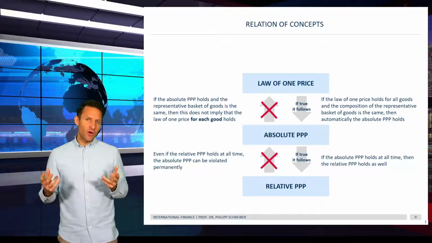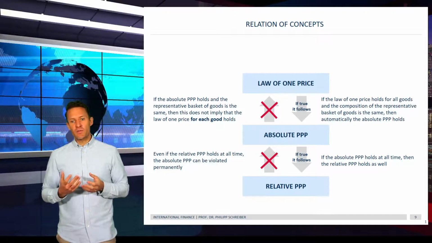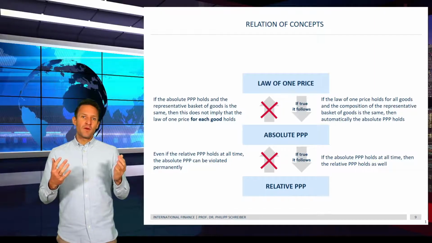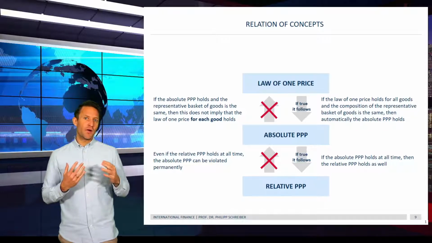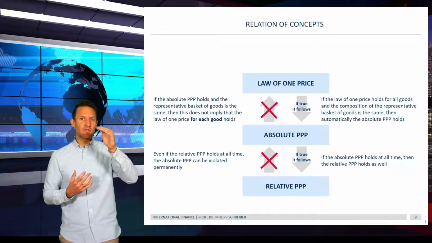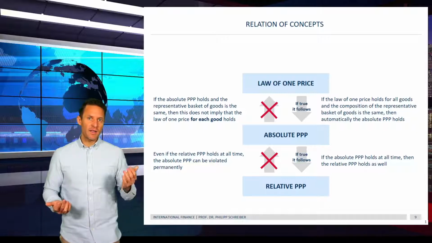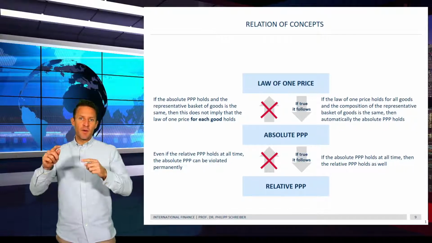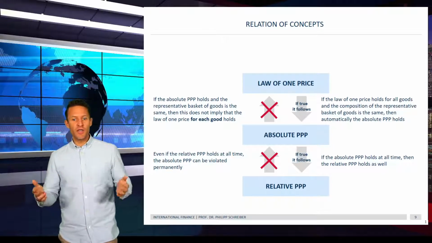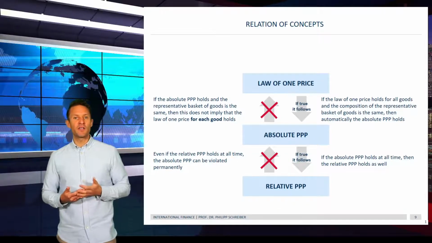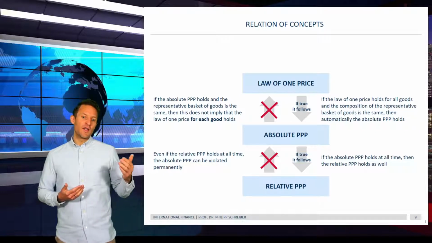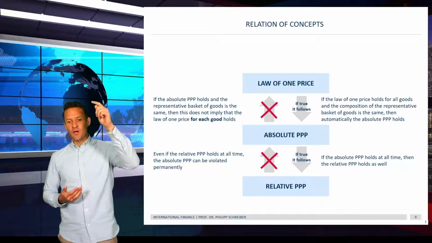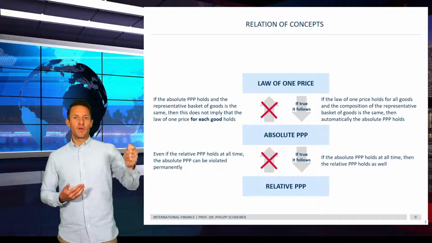And the weakest form, so to say, is the relative purchasing power parity. Relative purchasing power parity holds if absolute purchasing power parity holds, because if the absolute prices are the same, then clearly the relative prices are the same. But in the opposite direction, it doesn't work. The weakest form, relative purchasing power parity, does not mean that absolute purchasing power parity also holds, and does not mean that the law of one price holds. So you can go from the law of one price to relative purchasing power parity, but not backwards.